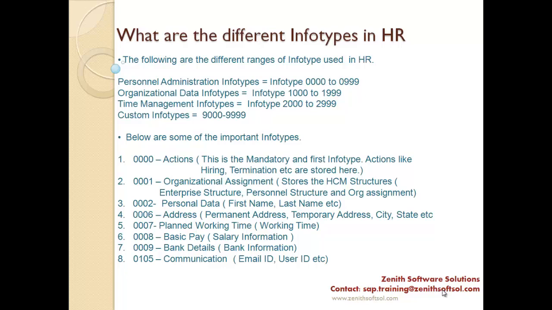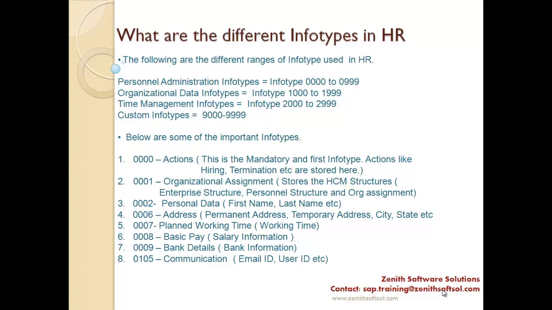The first one is personal administration info types. The range is from 0000 to 0999. This range is used for personal administration info types. Similarly, for organizational data, the info type range is from 1000 till 1999. Coming to time management info types, the range is from 2000 till 2999. And the custom info types range is 9000 to 9999.